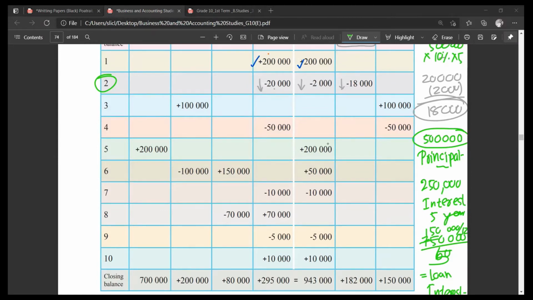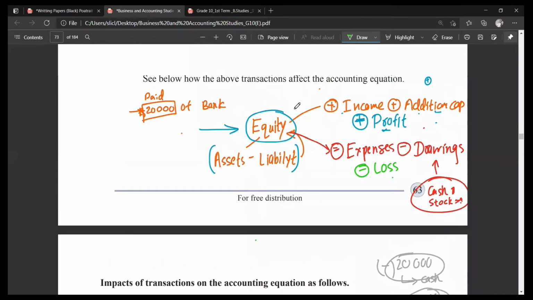Yes, simple interest then. Yes. Here. Harida guys. So I hope you guys understood it. Okay.